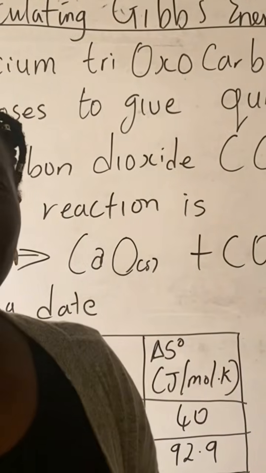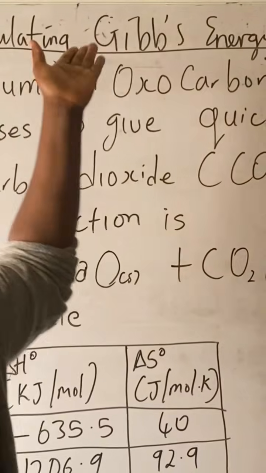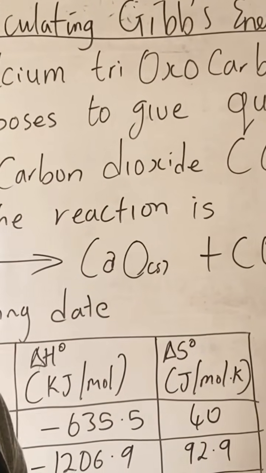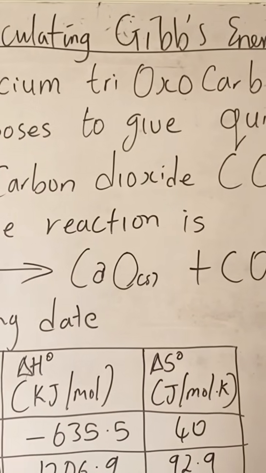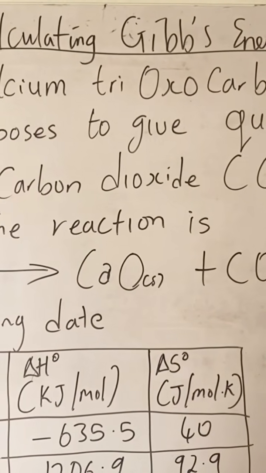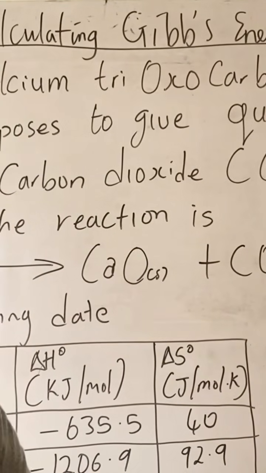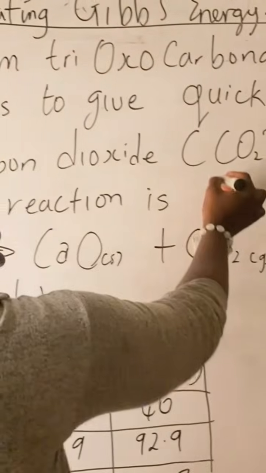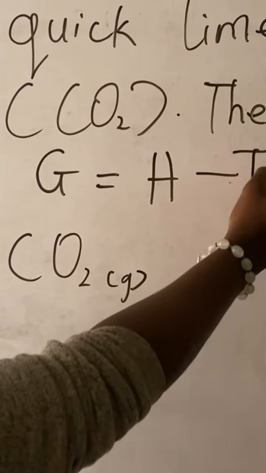Welcome to Chemtech Laboratory Tutorial. Today we'll be looking at how we calculate Gibbs energy. What is Gibbs energy? Gibbs energy is the energy that helps to determine if a reaction occurs on its own or not, meaning if the reaction is spontaneous or not spontaneous. And the Gibbs energy is calculated as G equals H minus TS.